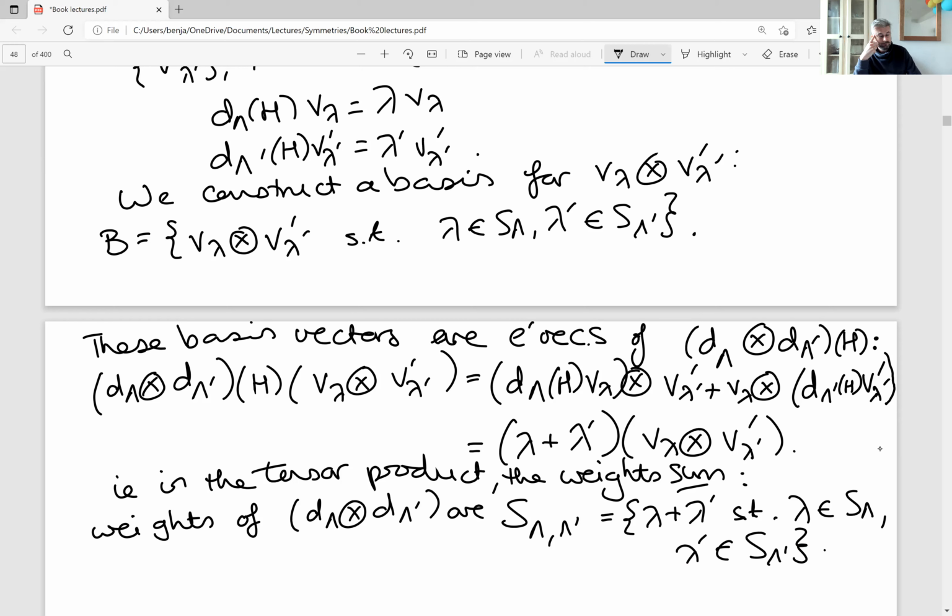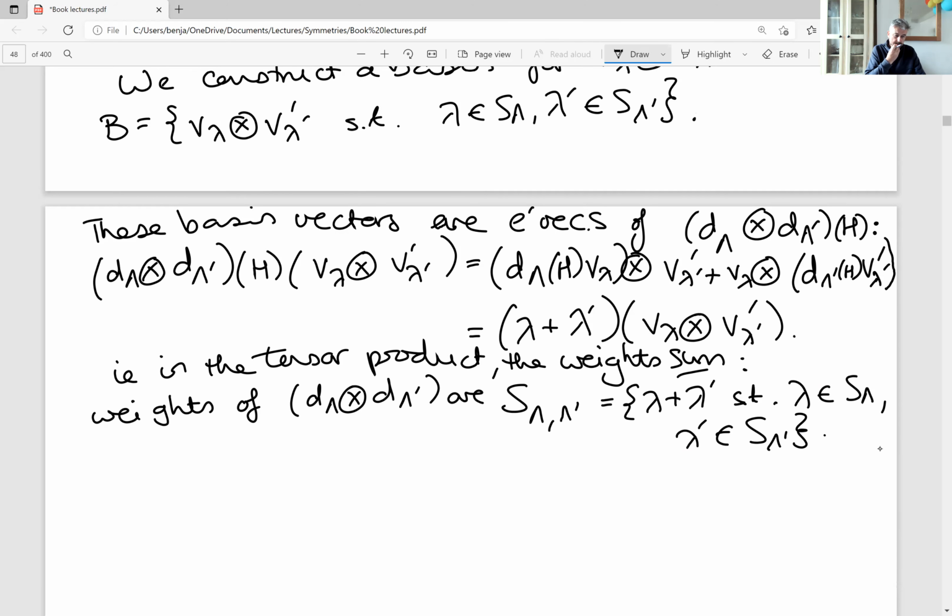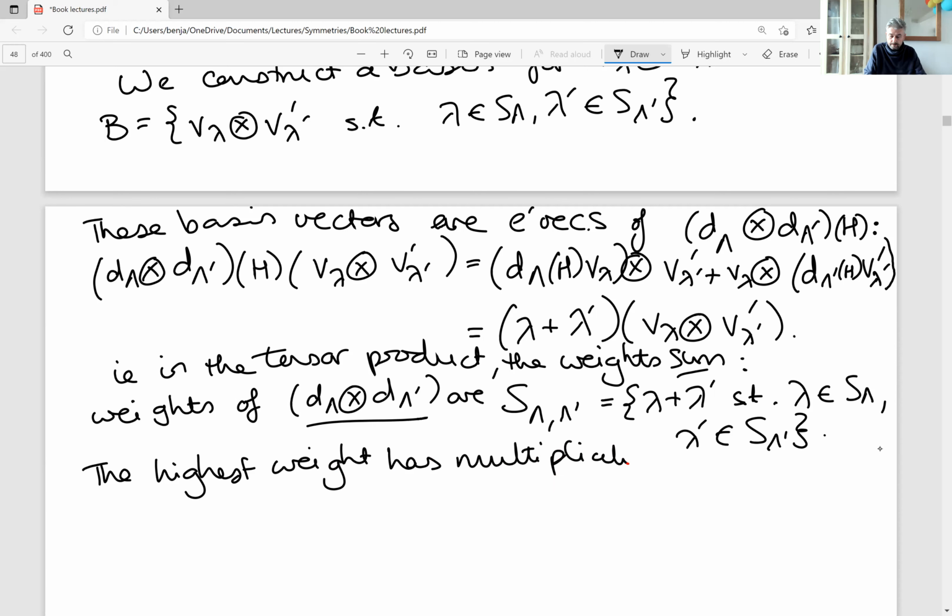Okay, so property B of the Lie algebras of SU2 was that the states all have multiplicity 1, and in particular the highest weight state has multiplicity 1. And since this tensor product is supposed to be a representation of the Lie algebra itself, then that must also have multiplicity 1. So the highest weight state has multiplicity 1.